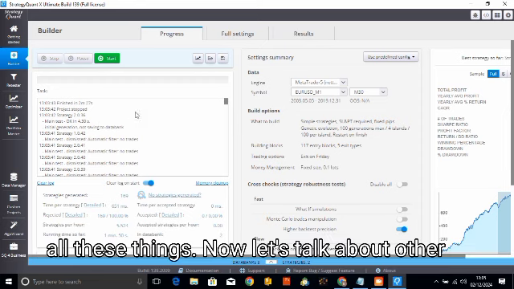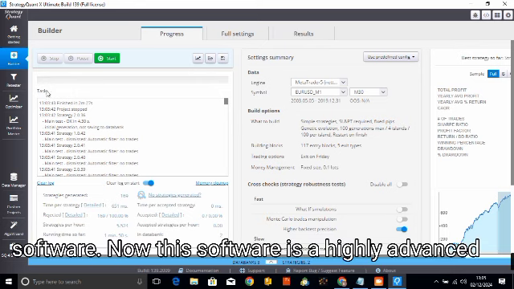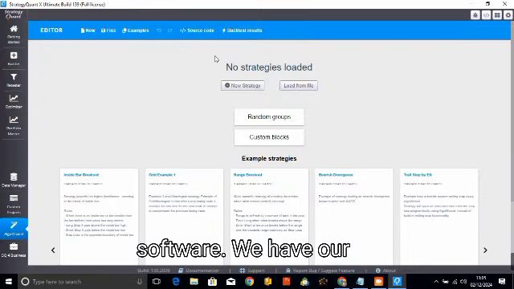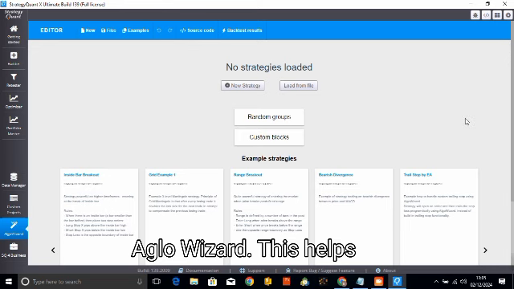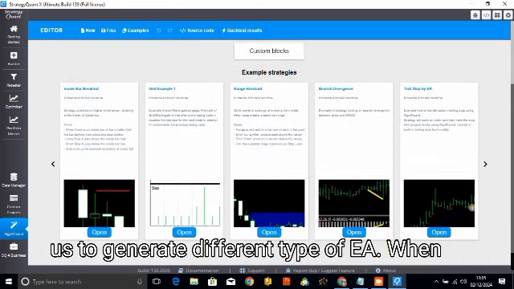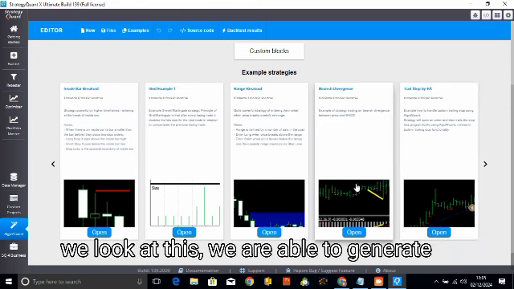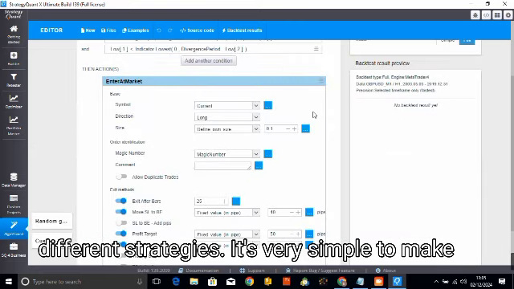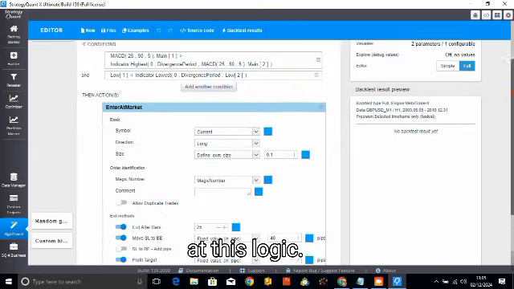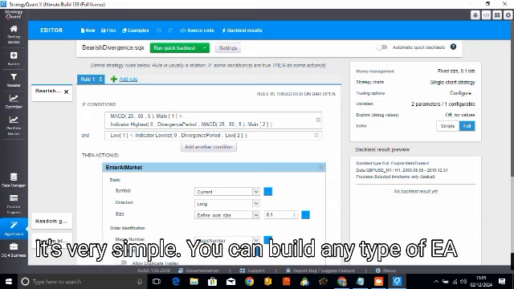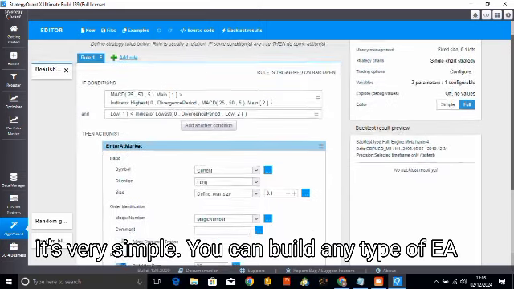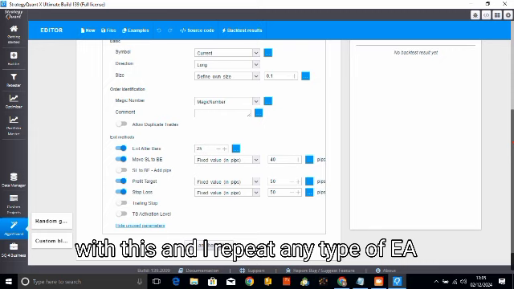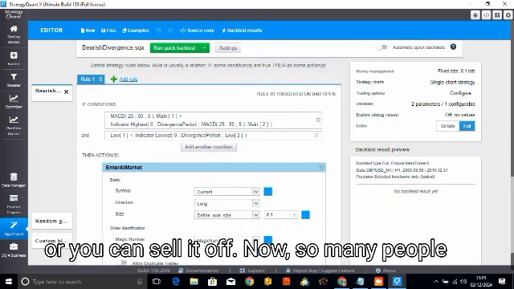Now, let's talk about other software. This software is a highly advanced software. We have our Algo Wizard. This helps us to generate different types of EA. When you look at this, we're able to generate different strategies. It's very simple to make use of. Look at this logic. It's very simple. You can build any type of EA with this, and I repeat, any type of EA, and you can sell it off.